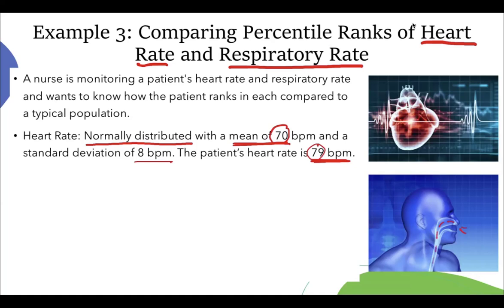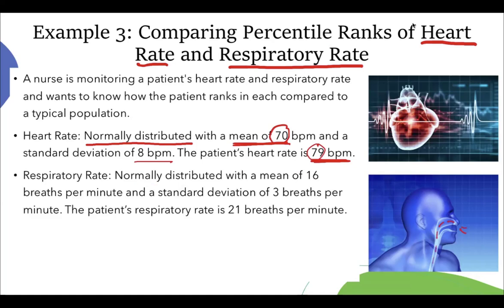Let's look at the next piece, respiratory rate. Also normally distributed. This time the mean is 16 and the standard deviation is 3.